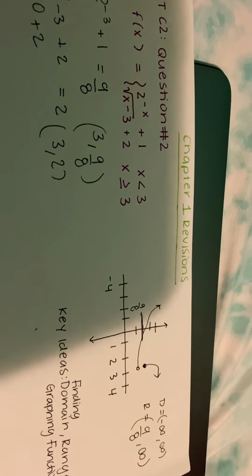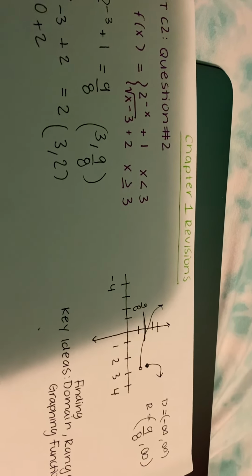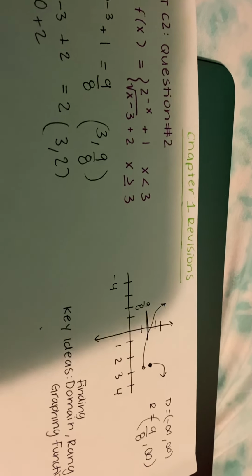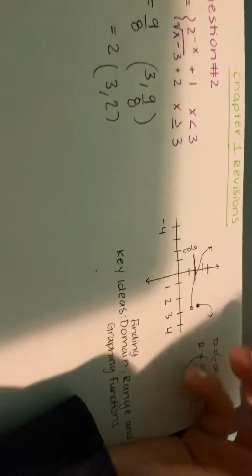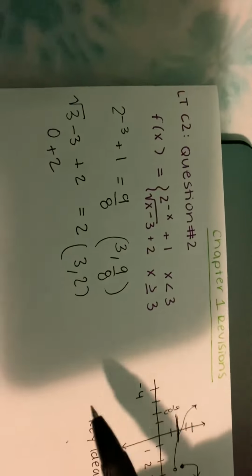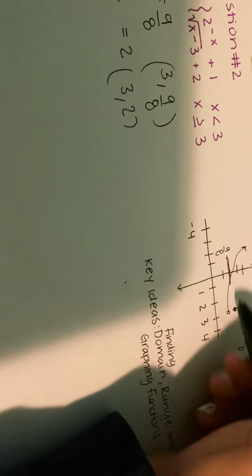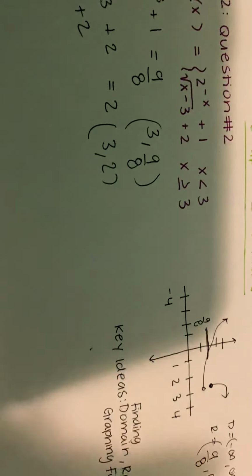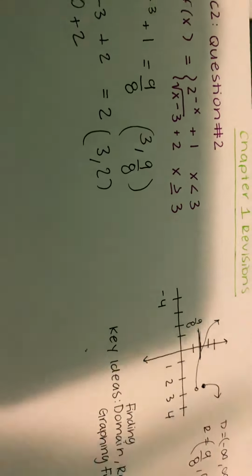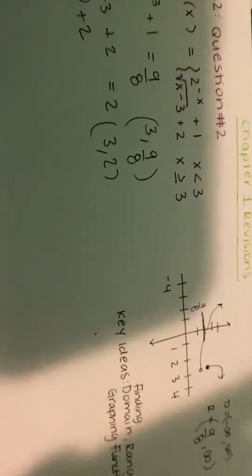This shows that at f of 3, there is a discontinuity because these are not the same. This is basically finding the limits from the left and the right side, and they're not the same since they are at different y values. And since they're not the same value, they're discontinuous at x equals 3.